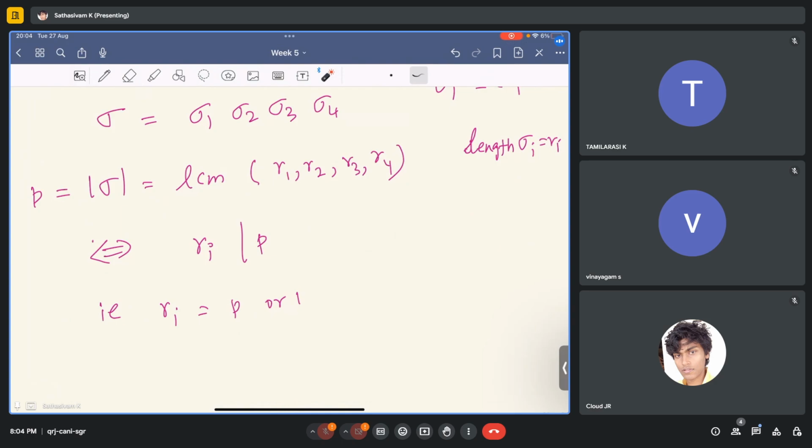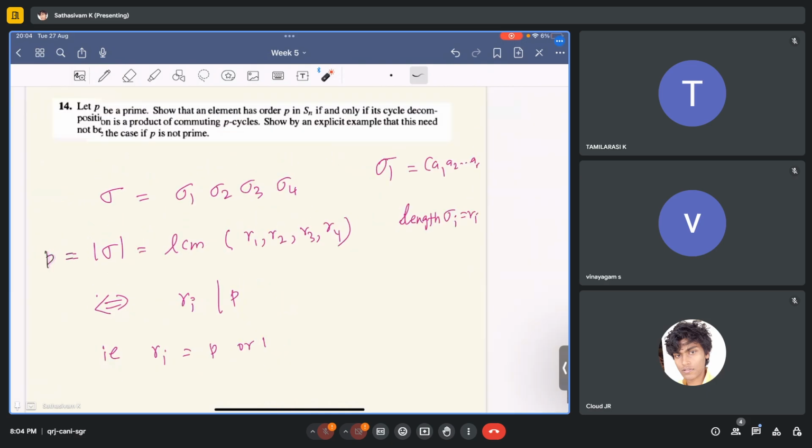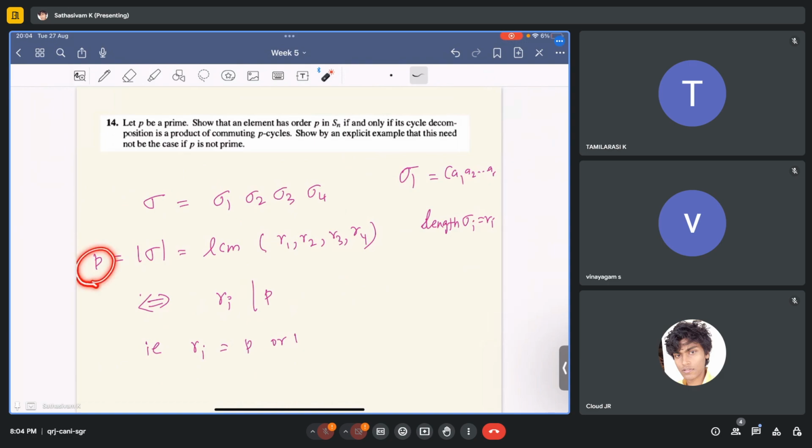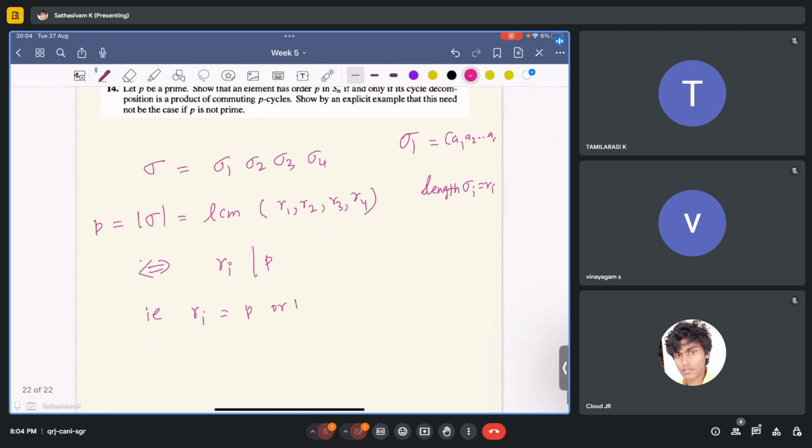So directly we proved it. The order is p implies all the r_i's are p or 1, but when you write it as a cycle decomposition, we don't write the 1-cycles. So all the r_i's are p. Conversely, if all the r_i's are p, then your order is the LCM, which is p. One can also prove it directly. You can try to prove it directly, so keep it as an exercise.